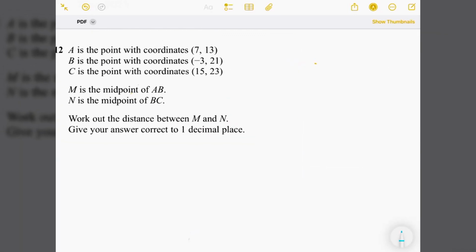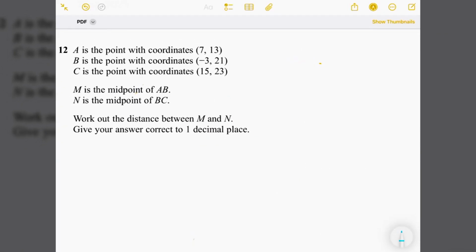So question 12 gives you information about the points. A is the coordinates of 7 and 3. B is the coordinate negative 3 and 21. C is the coordinate of 15 and 23. Then it says that M is the midpoint of AB. The word midpoint, again, is a very key word. There's a formula for it.